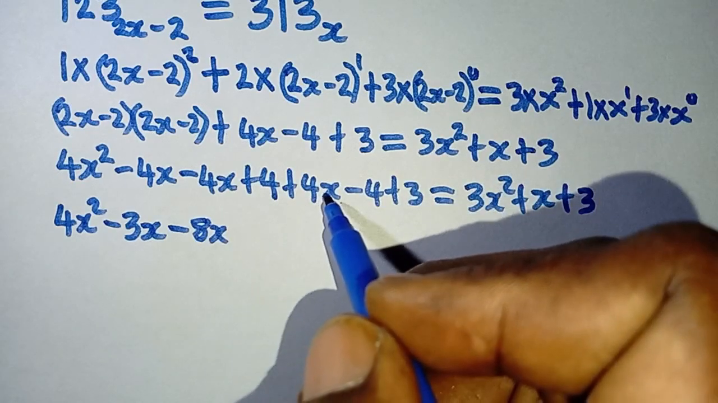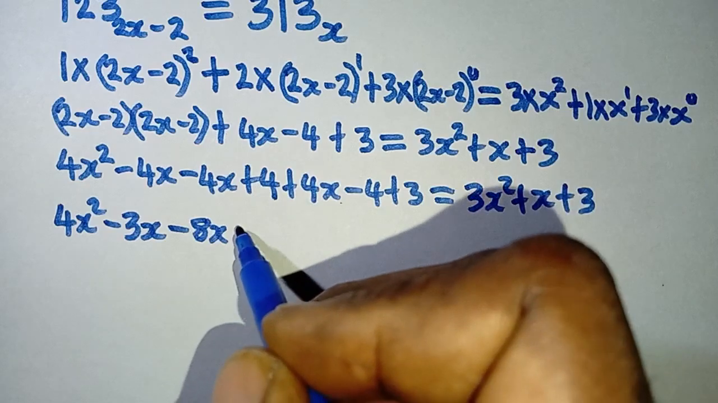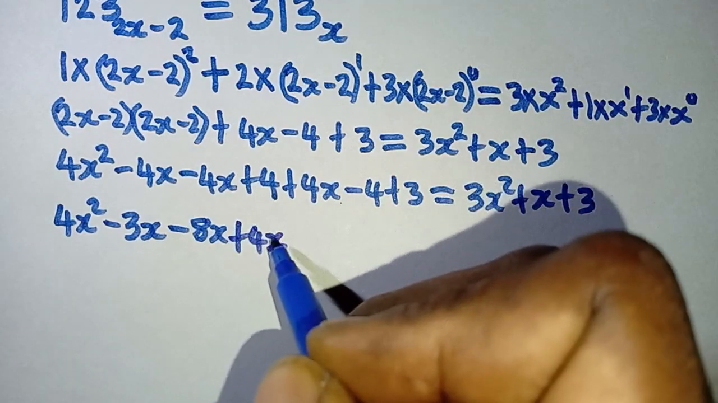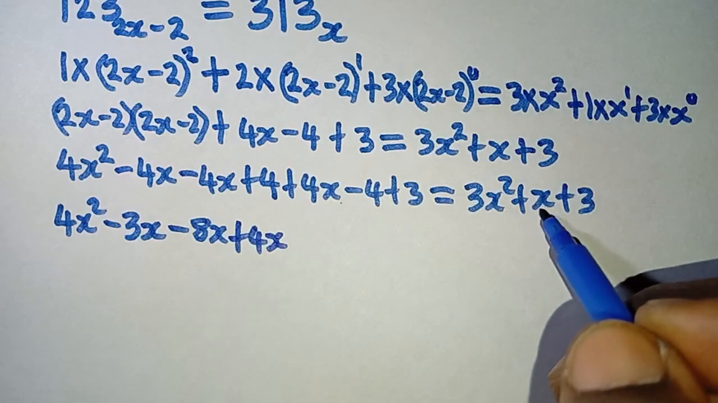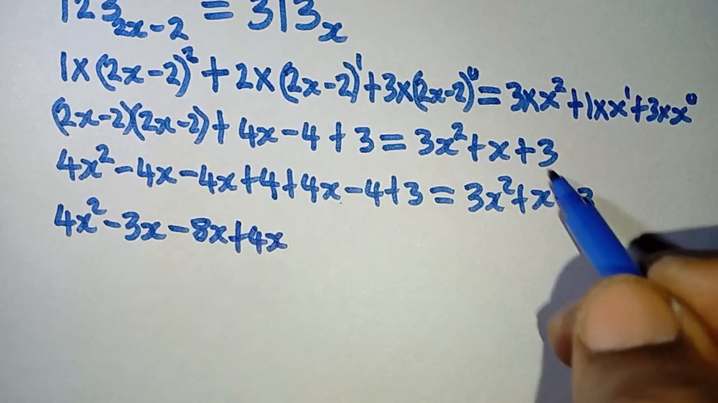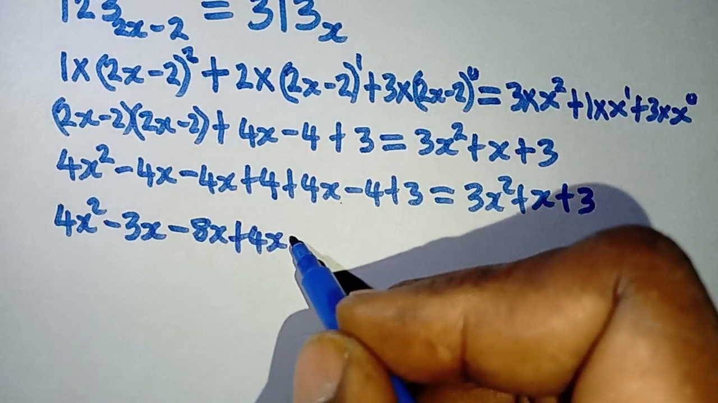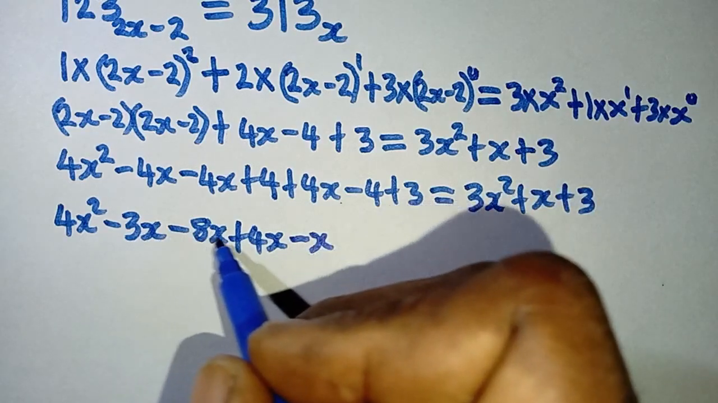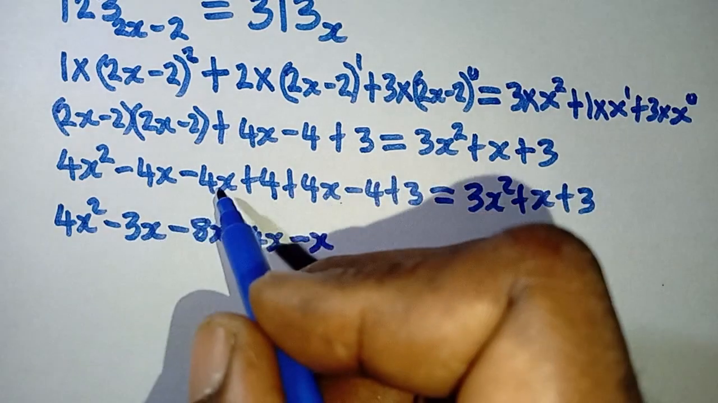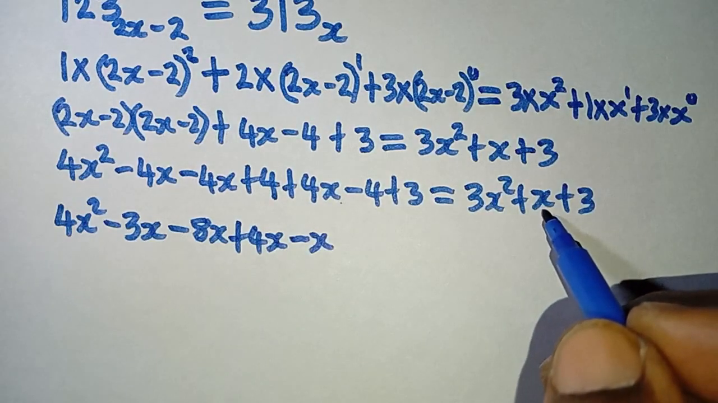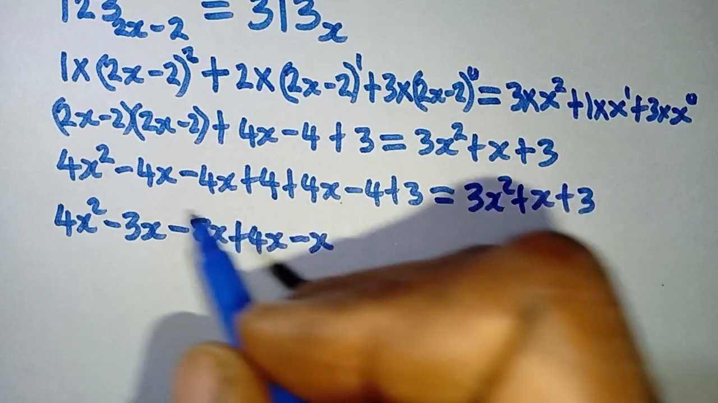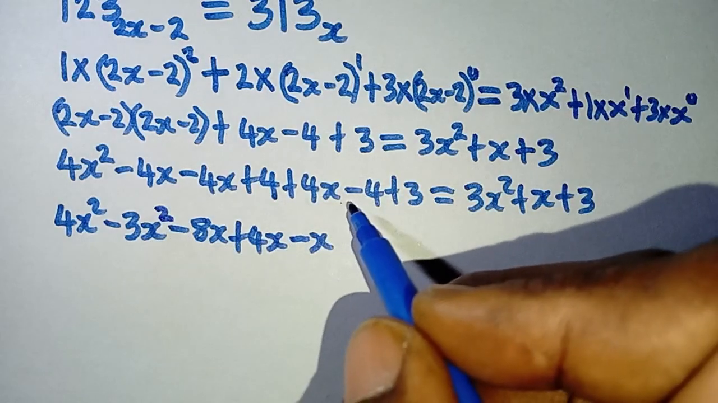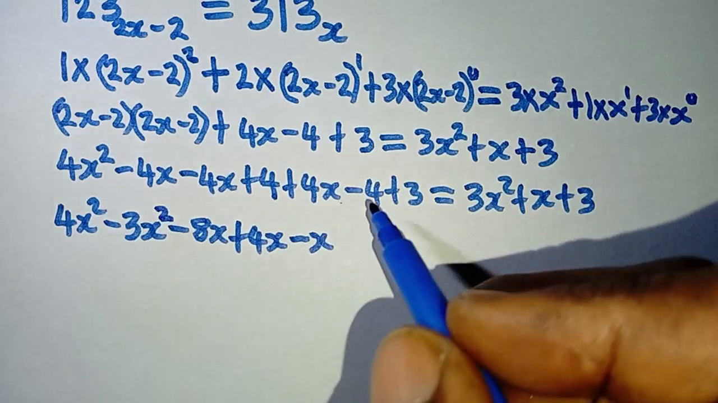Then this is positive 4x. Let me write it close to the x here. So it becomes plus 4x. Then I have another x term on the right hand side. I'll bring it to this side. It becomes negative x. So I have all the x terms together now. Sorry, this is 3x squared. Don't forget. Now let me take the constant terms.